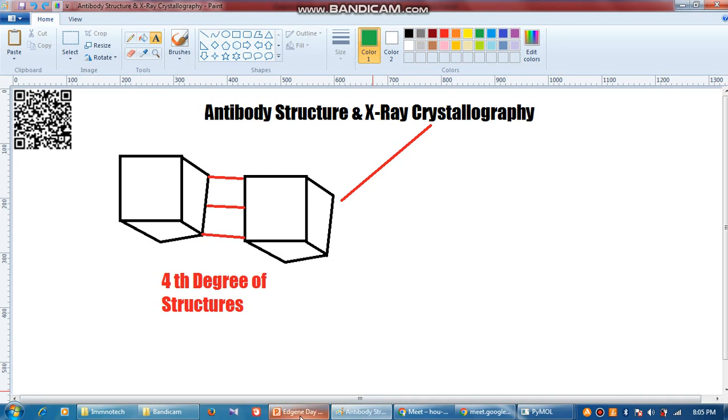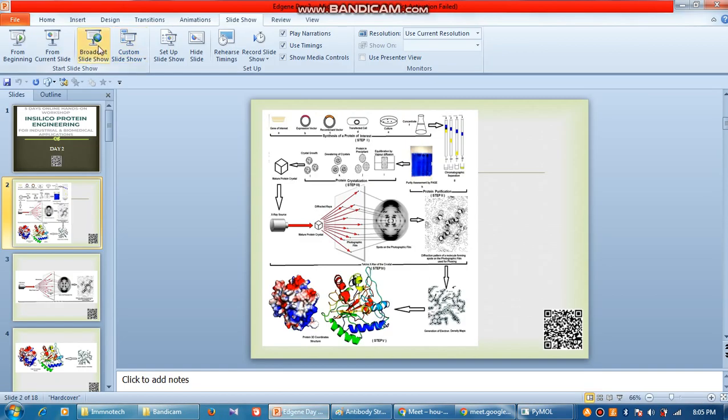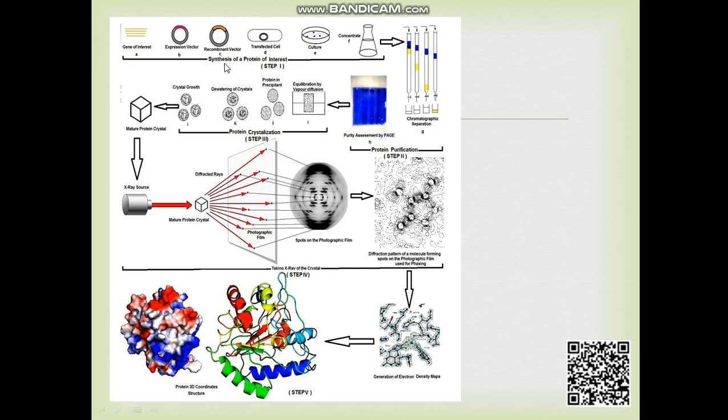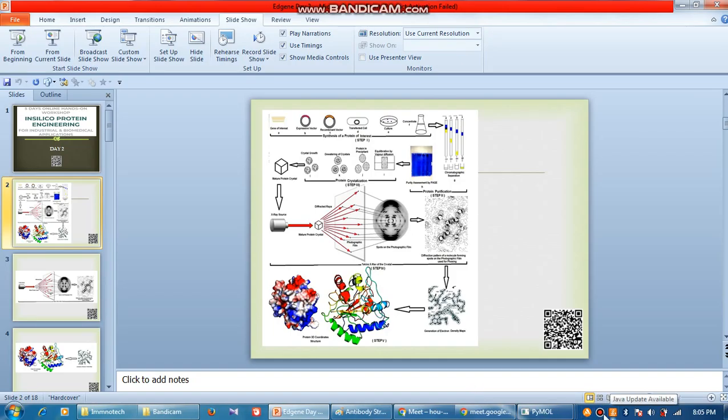Let us once again see what the different steps are. First of all, there should be a protein synthesis step. Then subsequently there will be protein purification. Then there will be protein crystallization. Then there will be X-ray diffraction, and then the analysis of the diffraction pattern by a particular software. So this is, in a nutshell, how X-ray crystallography works and why you should know X-ray crystallography.